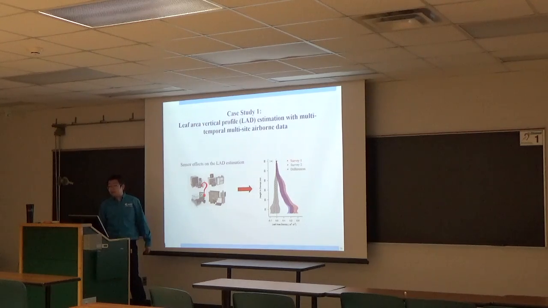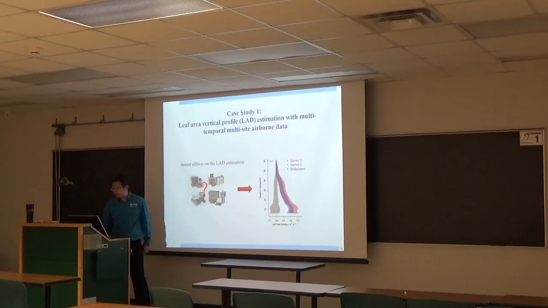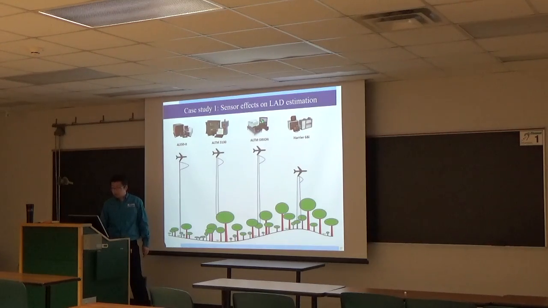So that brings the first case study: how we can use multi-temporal and multi-site airborne LiDAR to estimate the leaf area profile, and also whether the sensor has any effects, like what I mentioned in the previous slide, on the change in profile and the estimations. These are the 4 sensors used in the dataset. I'm using the Sustainable Landscapes dataset in the Brazil project.